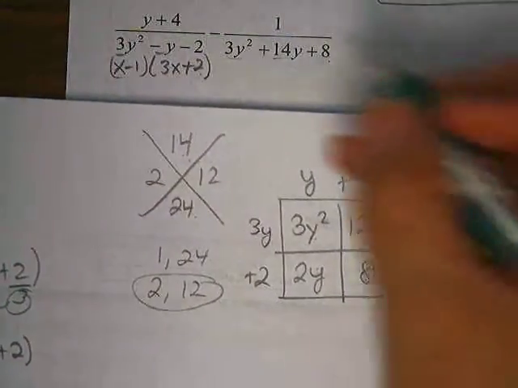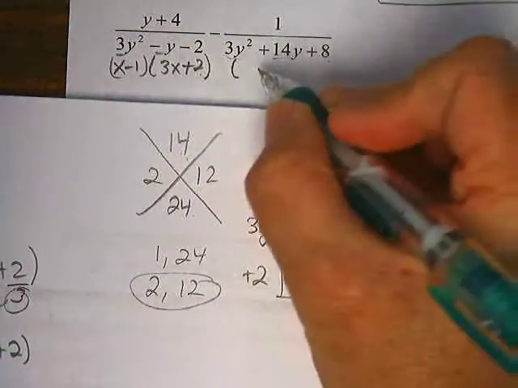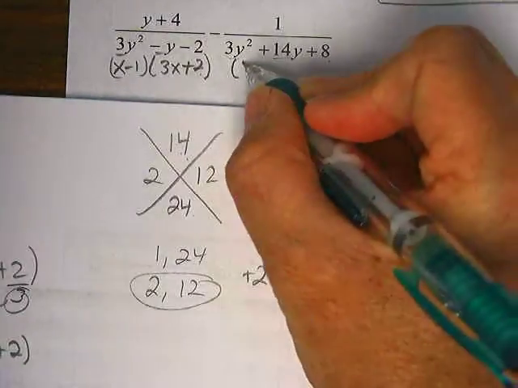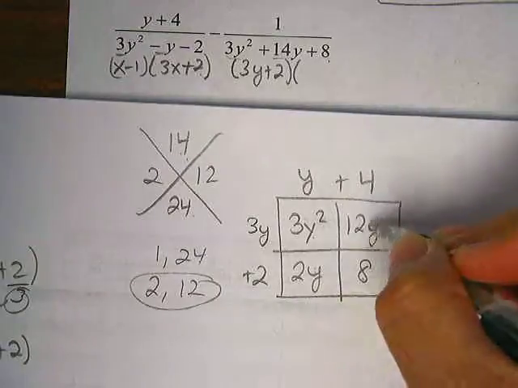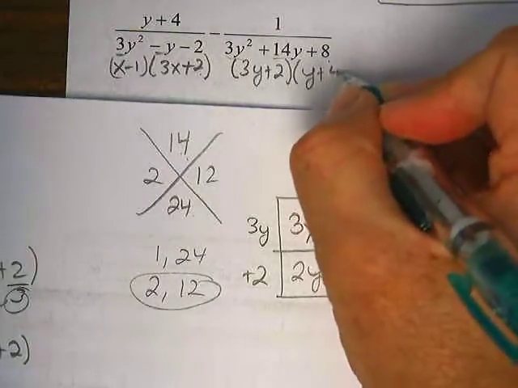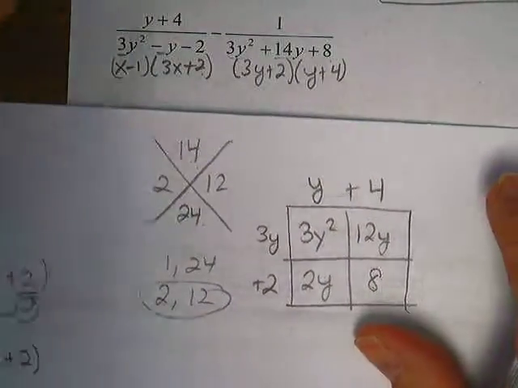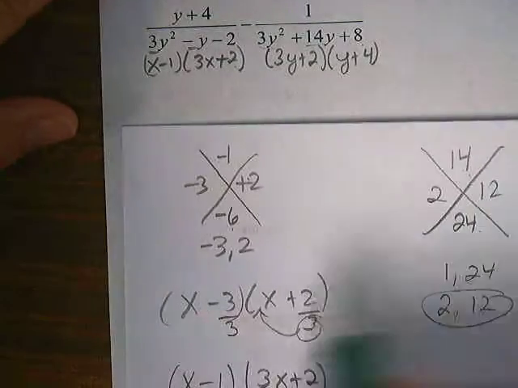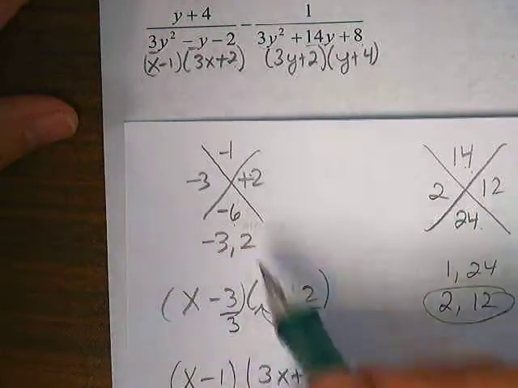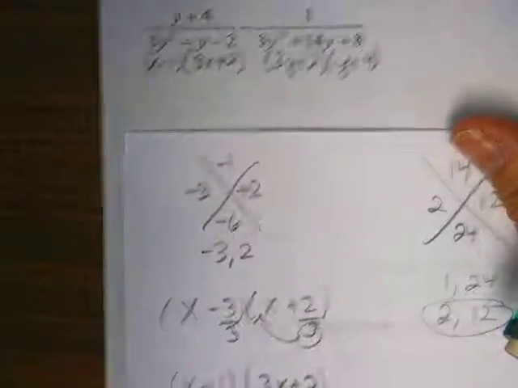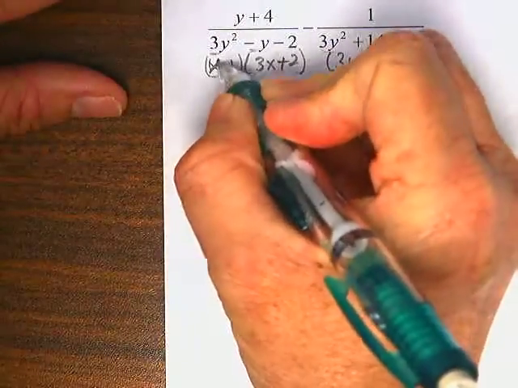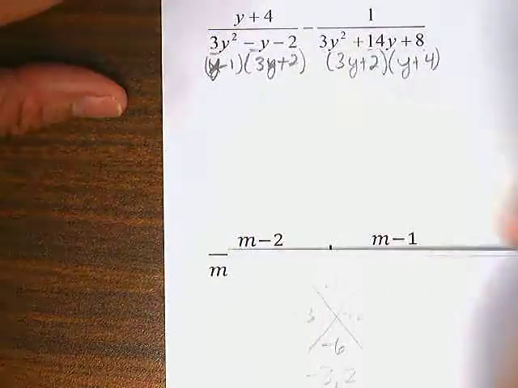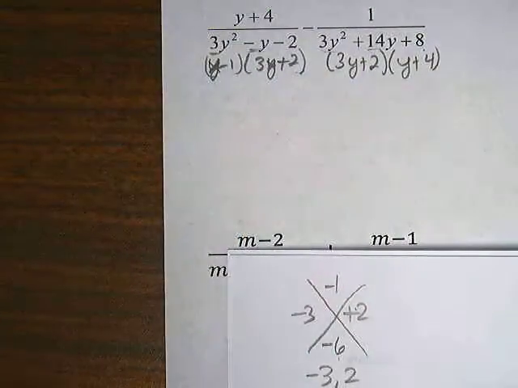So my factors for the second denominator are 3y plus 2 and y plus 4. Oh gosh, do you see what I just did? On the first one, I switched over to using x's instead of y's and put them in here. Well, I'll never find anything in common there. So let's change these back to y's. We have the same variable in the whole problem.